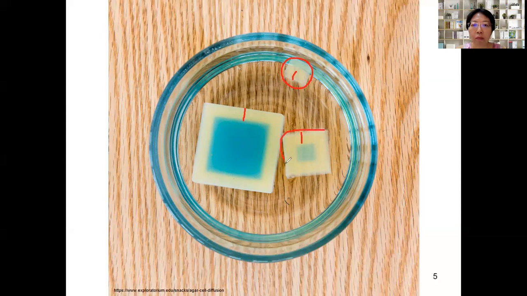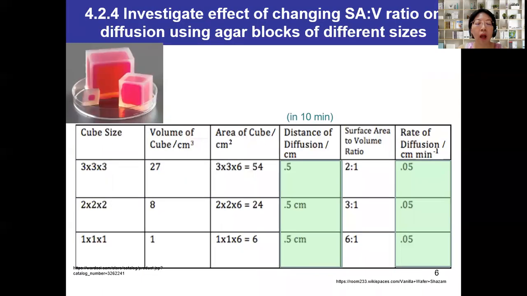Whereas for this one, it could be maybe 70%. Out of the total volume, about 70% or 75% has already been diffused across. And for this last one here, maybe only 20%. Out of 100% of the volume of the cube, only 20% has been diffused by the HCl. This shows that the efficiency of diffusion decreases as the size of the organism becomes bigger and bigger.